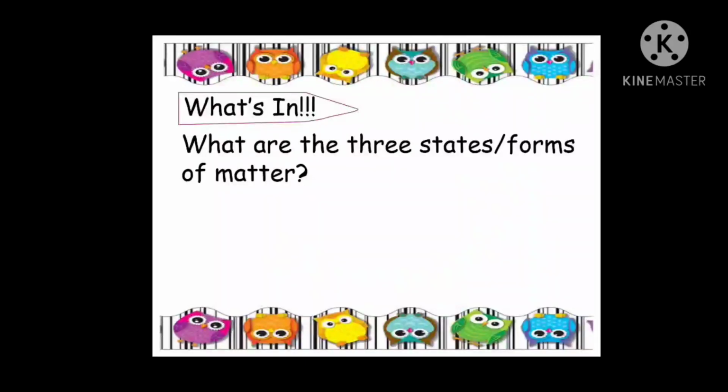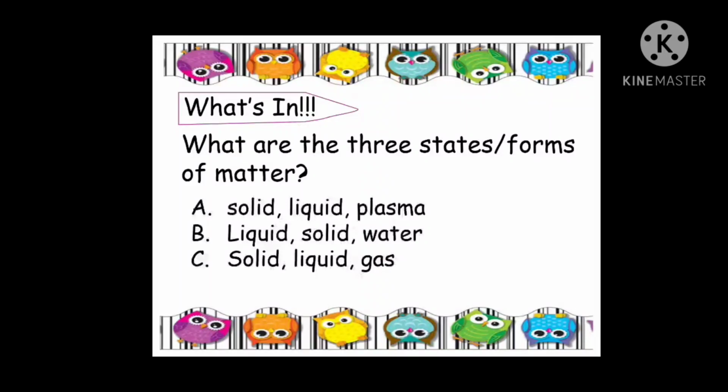What are the 3 states or forms of matter? A. Solid, liquid, plasma. B. Liquid, solid, water. C. Solid, liquid, gas. The correct answer is letter C. Solid, liquid, gas are the 3 states or forms of matter. Number 2.